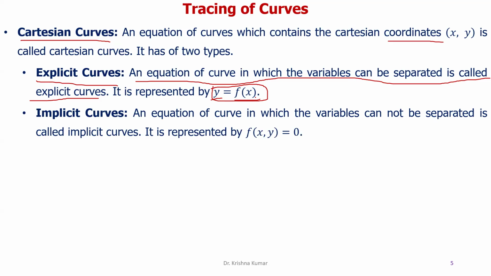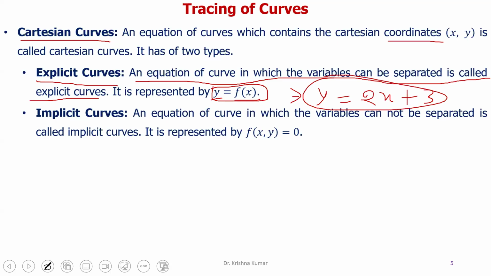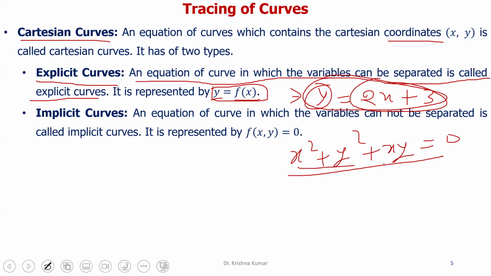Let me take example for this. Suppose if we write down y is equal to 2x plus 3. So this is what is called explicit curve where the left hand side is function of y, right hand side is function of x. And now suppose if I write x square plus y square plus x y equal to 0. So here we are not able to separate x and y. So such type of curve is called implicit curves.